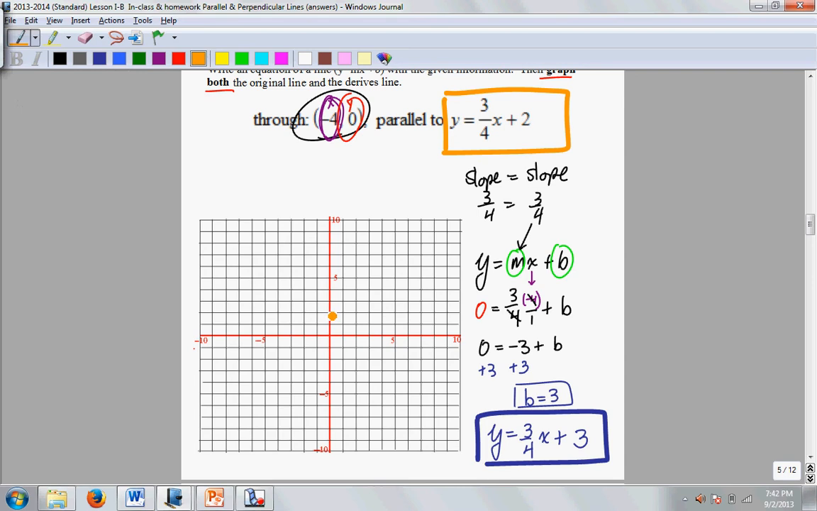Start at positive 2. Rise 3 over 4, positive line. There's our original line. Make sure you label it.